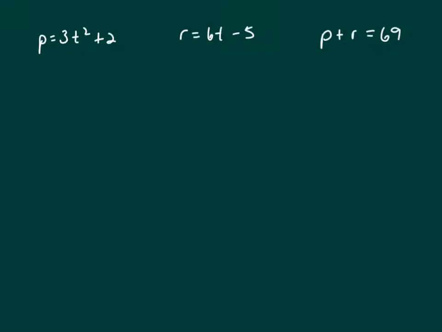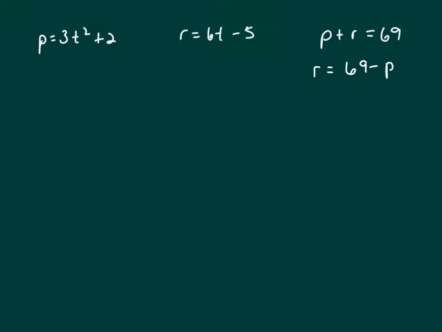We're trying to find t, and t is positive. So what you want to eventually end up with is two equations with the same two variables. Right now you've got three variables. Let's take this third equation and solve it for r. R would be 69 minus p.